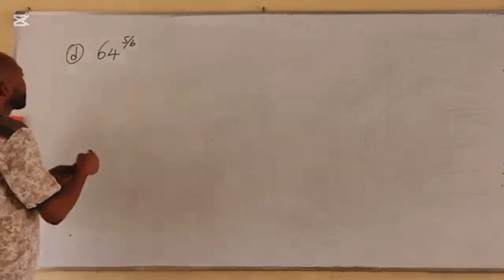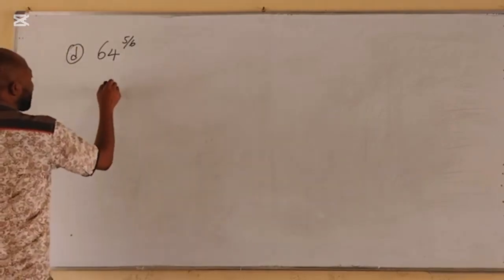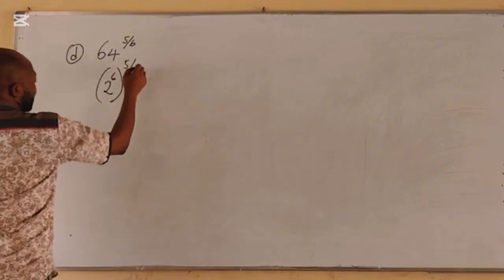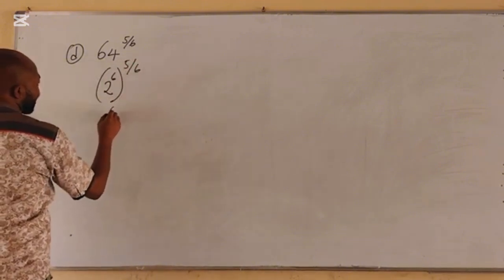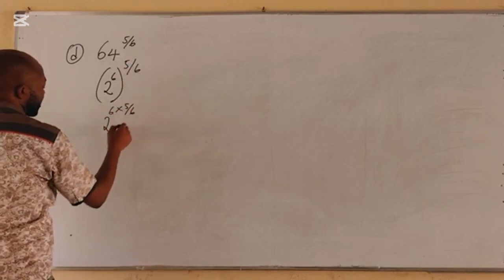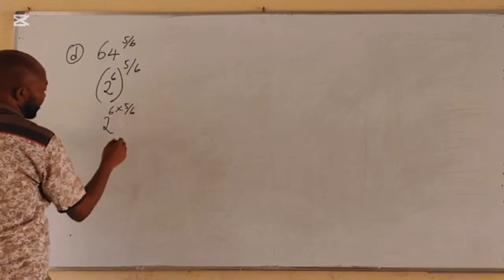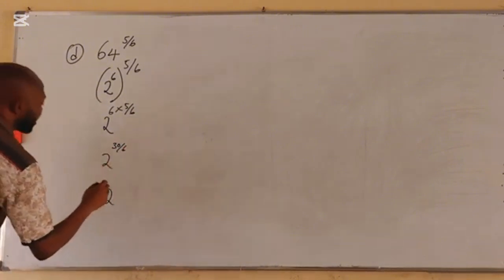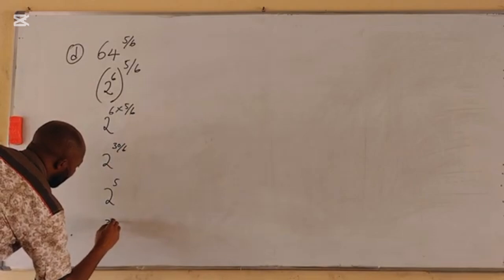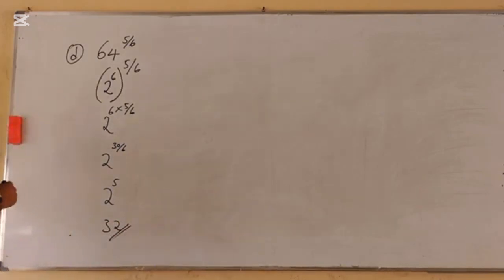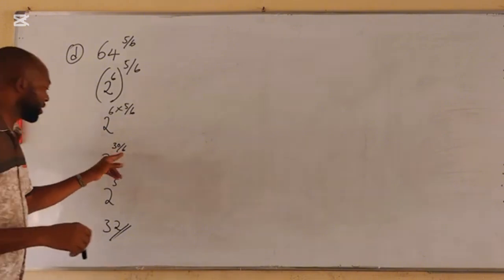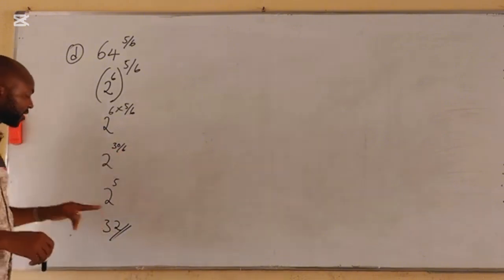So powers law seems to be very powerful now, you can see. So now let's go. I want to break this. This is 2 raised to the power 6, open bracket, 5 over 6. 2 raised to the power 6 times 5 over 6. 2 raised to the power 6 times 5 is 30 over 6. This is 2 raised to the power 30 divided by 6, which is 5. And this is 32. 6 times 5 is 30, so 30 divided by 6 is 5. 2 raised to the power 5 is 32. So that is our answer.